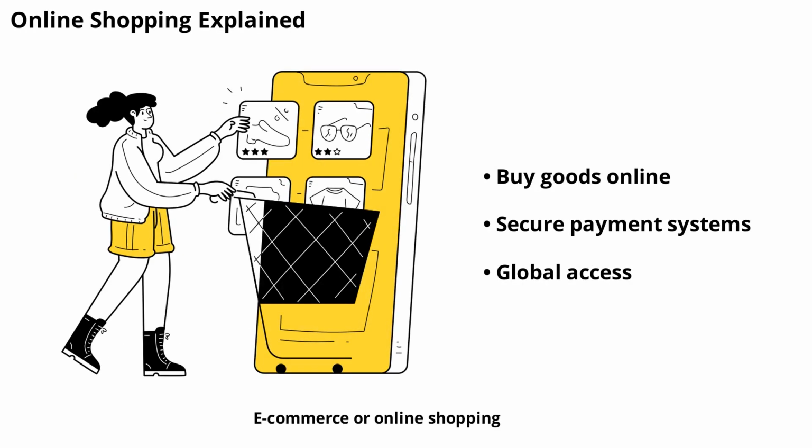E-commerce, or online shopping, lets you buy goods and services from anywhere in the world. Secure payment systems, inventory management, and fast delivery are all made possible by the internet. E-commerce websites use encryption and authentication to protect your transactions and personal information.